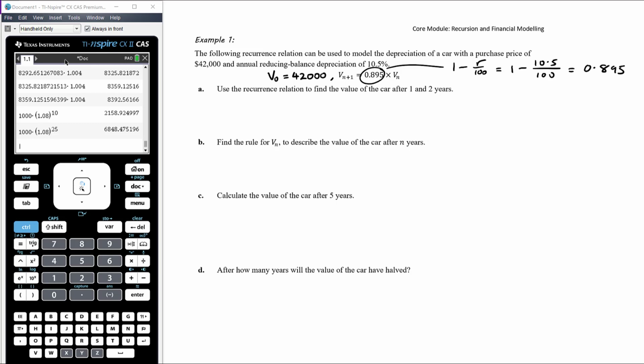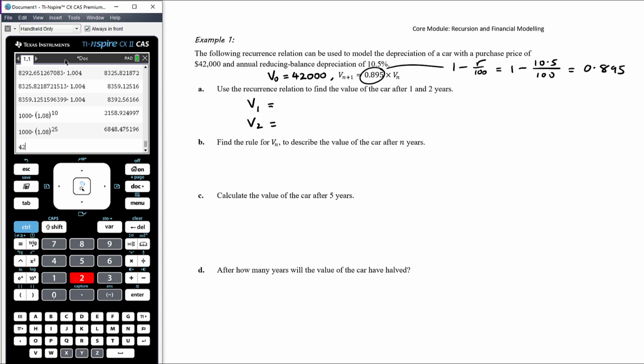Or you might think about it like I do: depreciating by 10.5% means we're going to be left with 100% minus 10.5%, which is 89.5%. Percent means divide by 100, so that is 0.895 as a decimal. Okay. All right, so the recurrence relation we've been given matches the information in the stem of the question. Use the recurrence relation to find the value of the car after 1 and 2 years. Okay, so V1, and then V2.